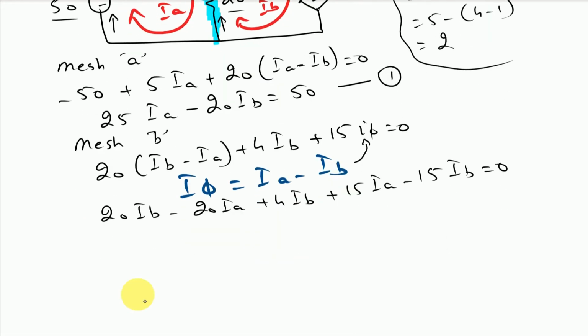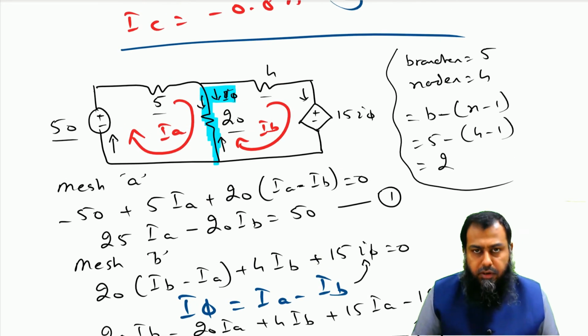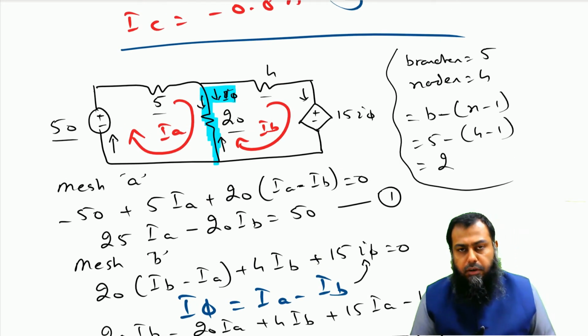So let me add the IA terms first. That is plus 15 and minus 20, so we have minus 5 IA, and then we have 24 minus 15, which is equal to plus 9 times IB, and that is equal to 0. This is my equation number 2. So now we have two equations and two unknowns, so it is quite easy for you to solve. Once you have solved for IB, you can thereafter calculate every aspect of every element, including the power, the voltage, and the current.